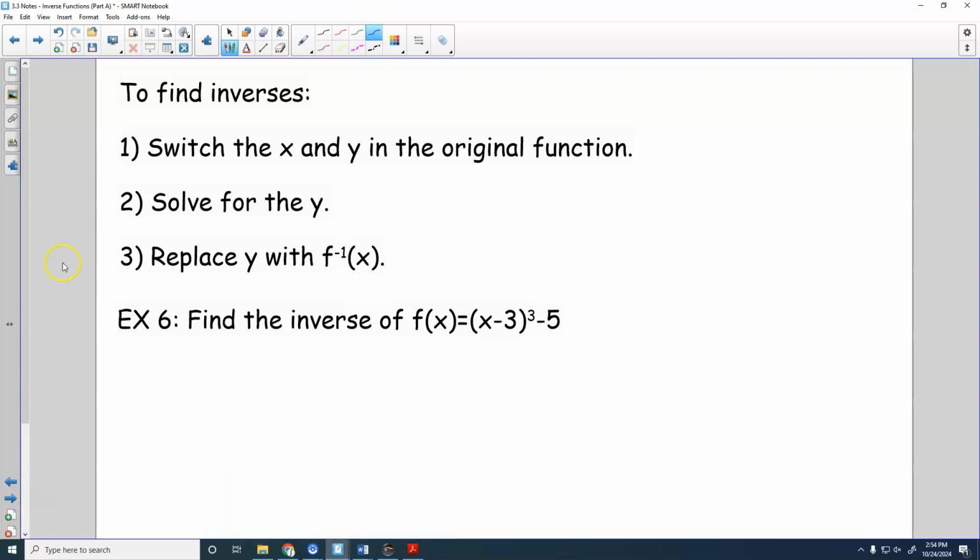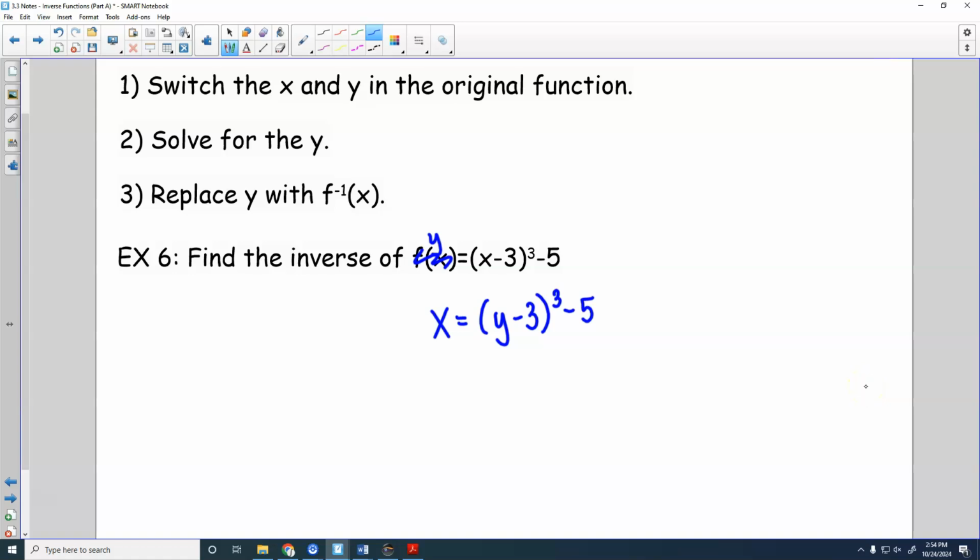Okay. This is review. This is finding inverses. I know for sure we did quite a bit of this in pre-cal. To find inverses, you switch the x and y, solve for the new y, replace with f inverse if it is a function. So this f of x is really just treated like the y. We are going to switch them. We'll get x equals y minus 3 cubed minus 5.